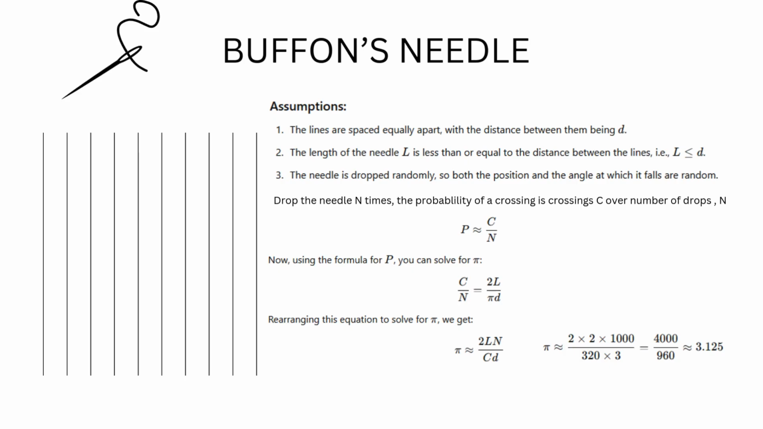For example, L is 2, d is 3, n is 1,000, and total crossings is 320. We would get pi equals 3.125.